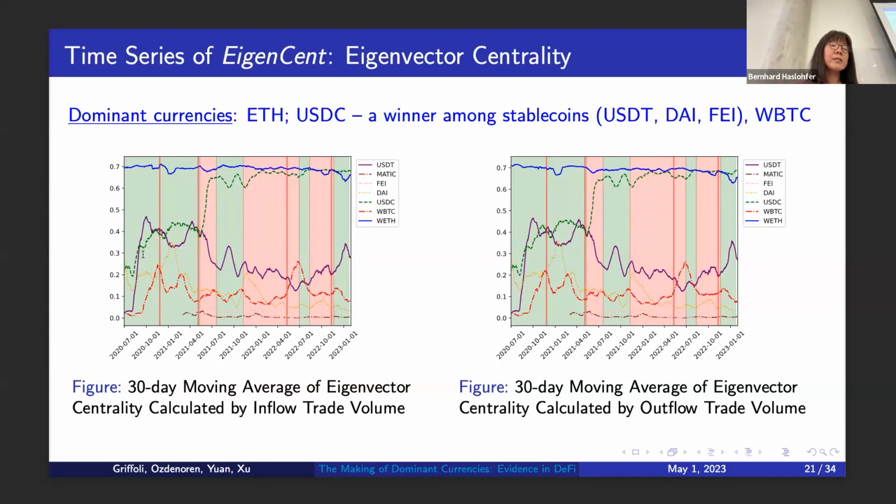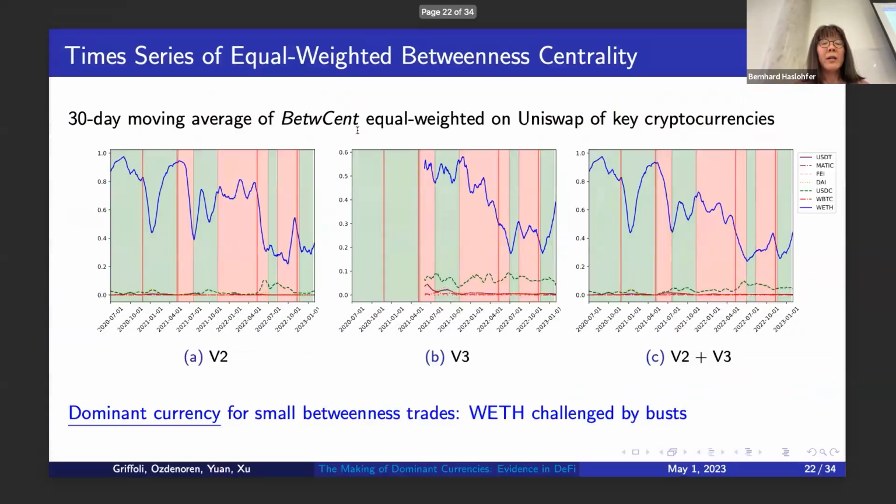As early days, USDT is about the same dominance as USDC. Clearly, USDC is the winner among all stable coins. We'll also look at it as a vehicle currency, as a medium of exchange. What are the features for these 12 leading coins?